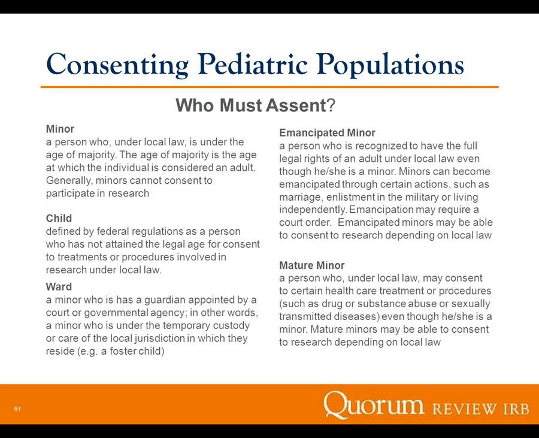With emancipated minor, this is a person who is recognized to have the full legal rights of an adult under local law, even though he or she is a minor. So a minor person who has not reached that age of majority can be considered essentially an adult and consent for themselves if they're, for example, married, or enlisted in the military, or living independently. Typically, they file this request for emancipation through the court, and the court will decide whether or not to grant that emancipation. So here, when I'm talking about emancipated minor, I'm actually talking about a person who would be consenting for themselves to be in research, not providing assent.